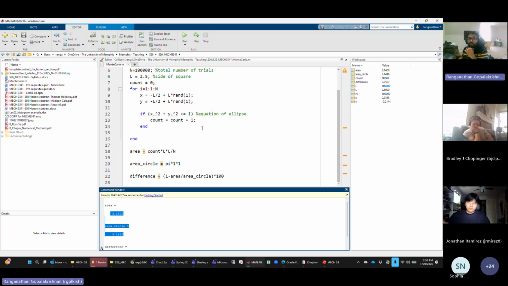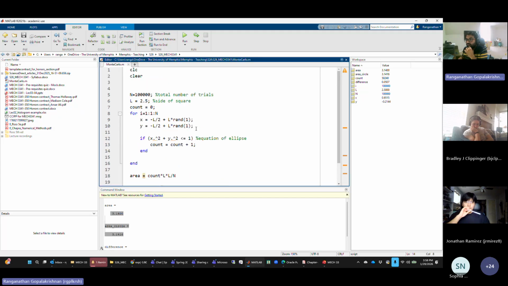So you can be creative. You can start putting in ellipses or whatever shapes and use this as a method to compute the area of shapes that are not mathematically easy to do analytically. So this way of calculation is called the Monte Carlo method for area estimation.